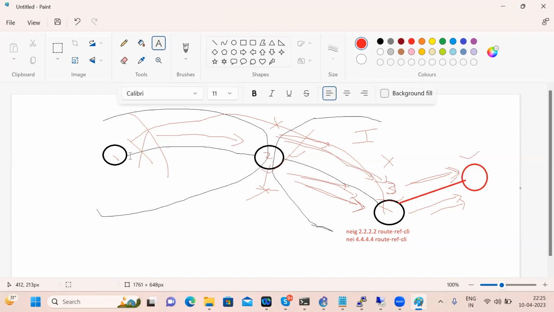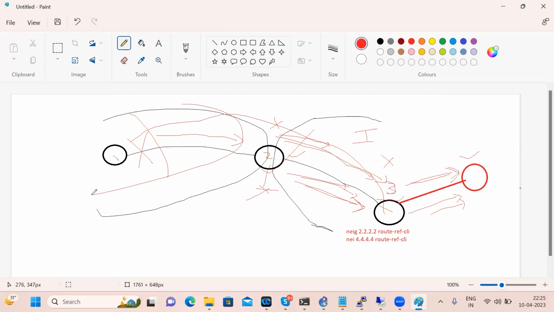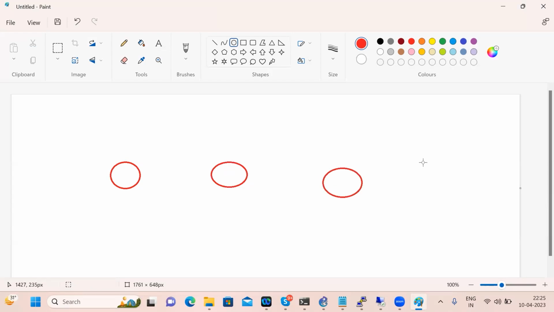Okay, coming to route reflector. Now come to route reflector. For route reflector, remove EBGP from your topology. Now understand only this thing. All the routers are in the same AS. IBGP to IBGP.